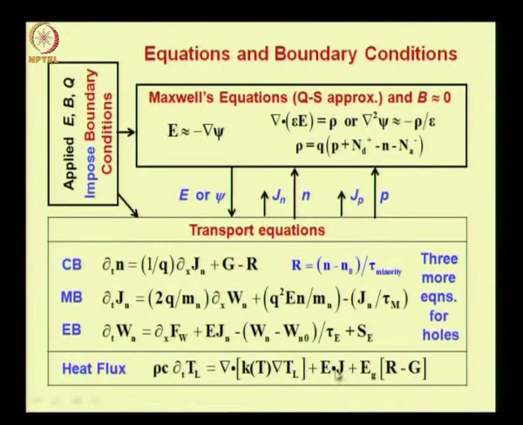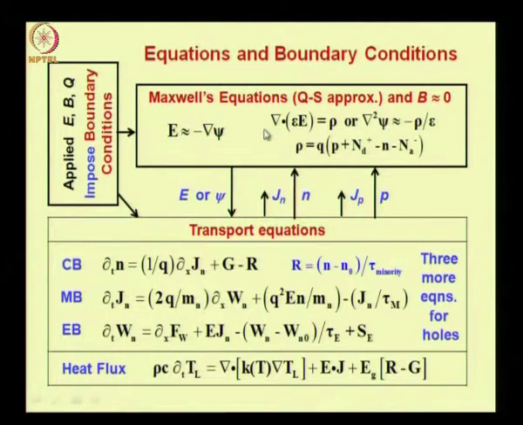So this term is analogous to this term here, E times Jn, except that the J here includes the electron current density as well as the hole current density, plus the heat that is generated by excess recombination processes of electron hole pairs. So R minus G into the energy gap.